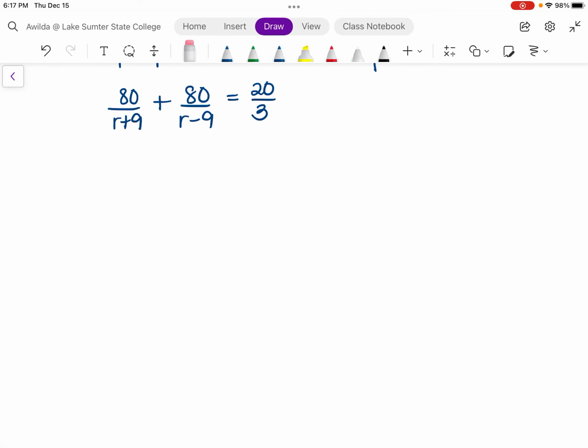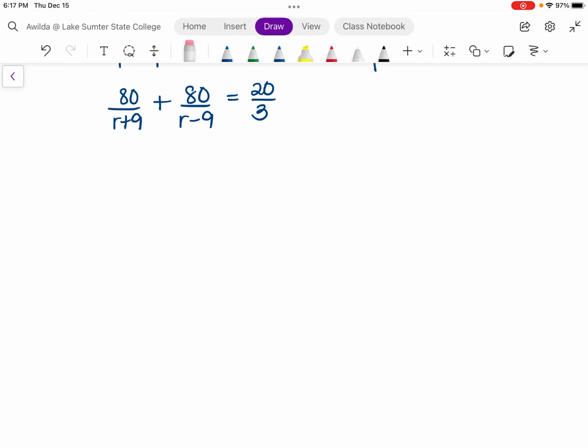In the previous video, we came up with this equation to model a boat that travels downstream and upstream a total of 80 miles in each direction with a current in the water equal to 9 miles per hour, with the total trip taking 6 hours and 40 minutes. Now that we have the correct equation, we'll need to solve for R, the rate of the boat.